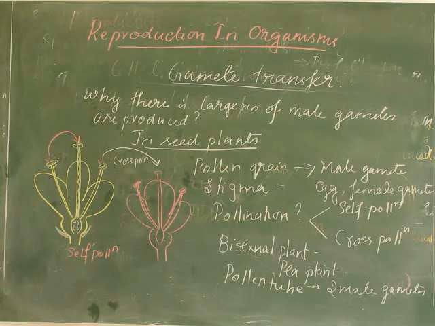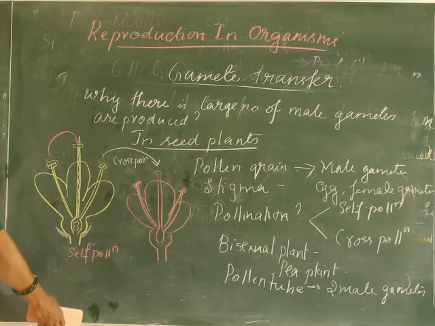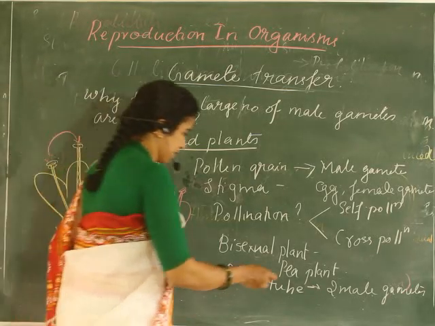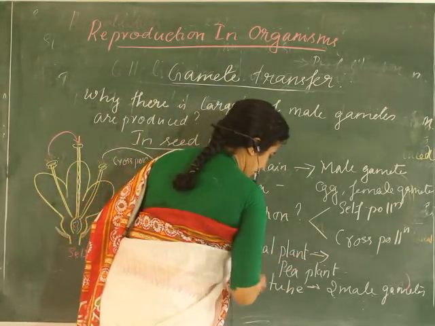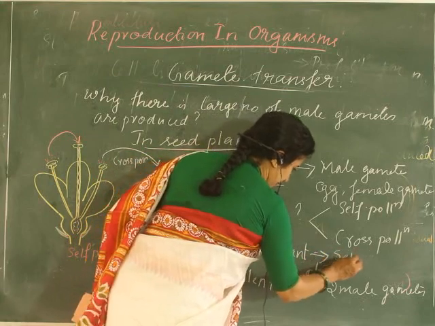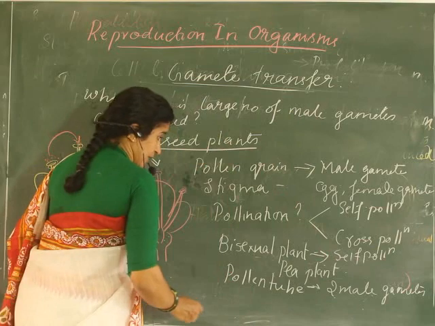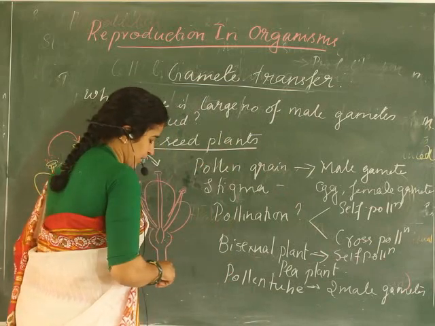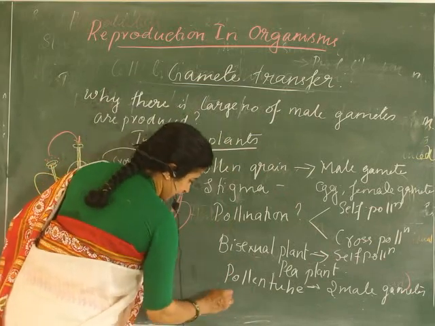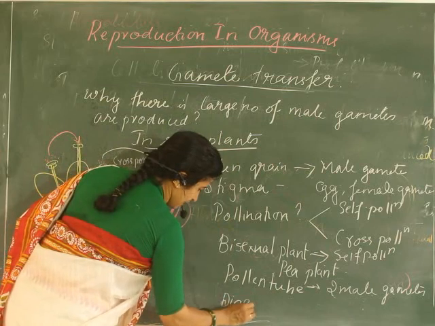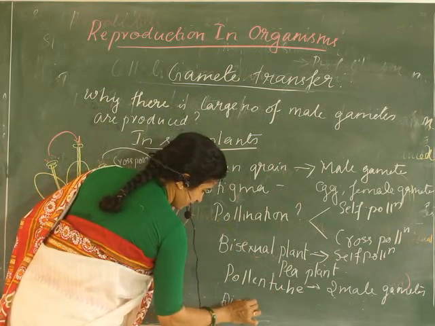In bisexual plants, self-pollination takes place, whereas cross-pollination takes place in which type of plant? It is in dioecious plants.